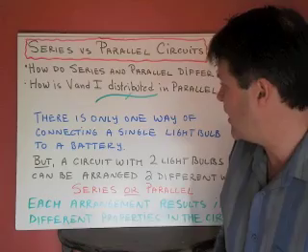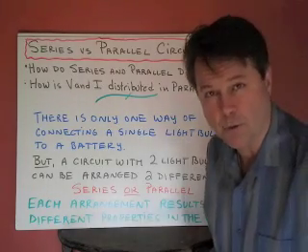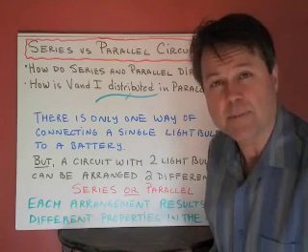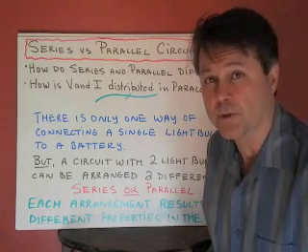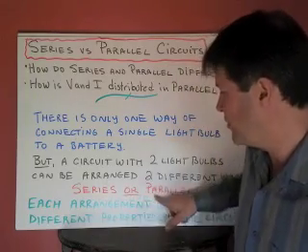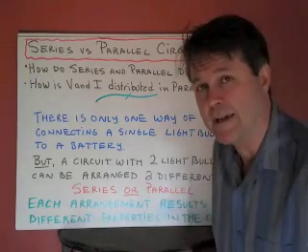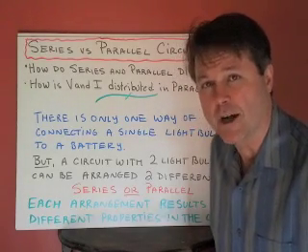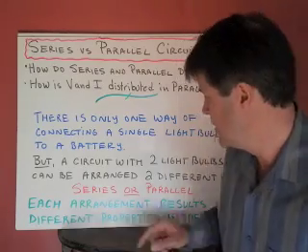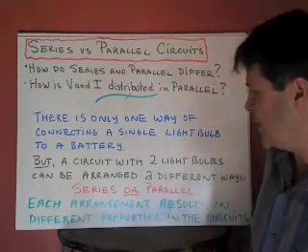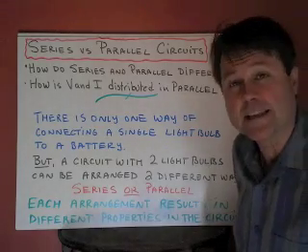Now, there's only one way of connecting a single light bulb to a battery. But a circuit with two light bulbs can be arranged two ways, in series or in parallel. We've already looked at a series circuit, so let's look at parallel circuits in contrast to series. Each arrangement, series or parallel, results in a different set of properties in the circuit.